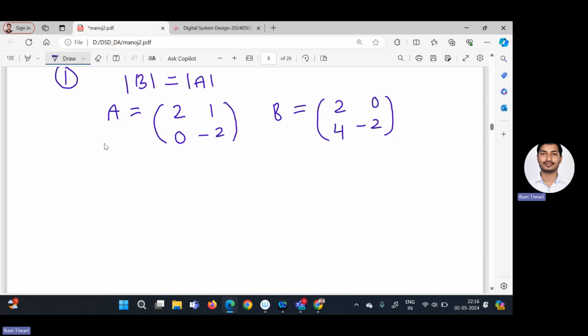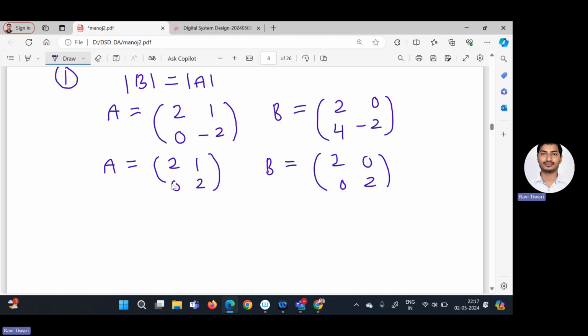For example, suppose we are choosing an example where A matrix equals 2, 1, 0, 2. So the eigenvalue of A is 2 and 2. And if B, I will choose the identity matrix, 2, 0, 0, 2.